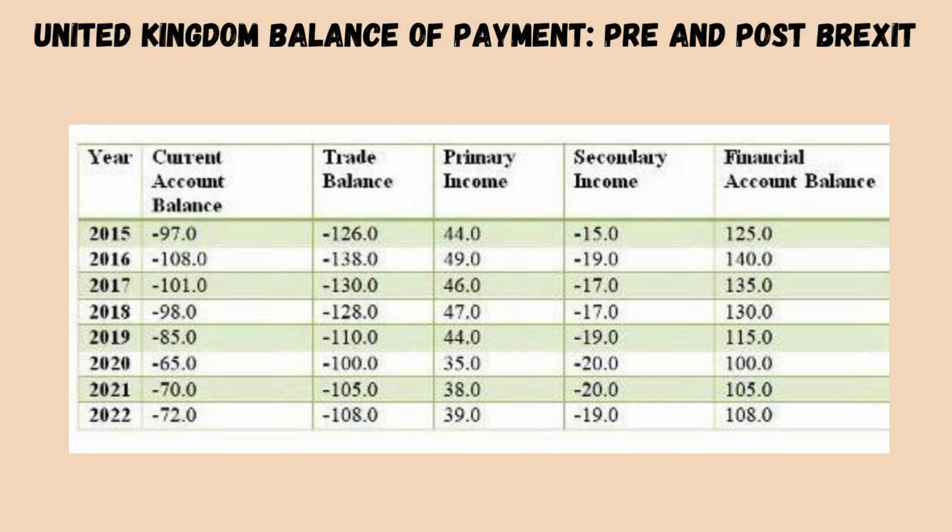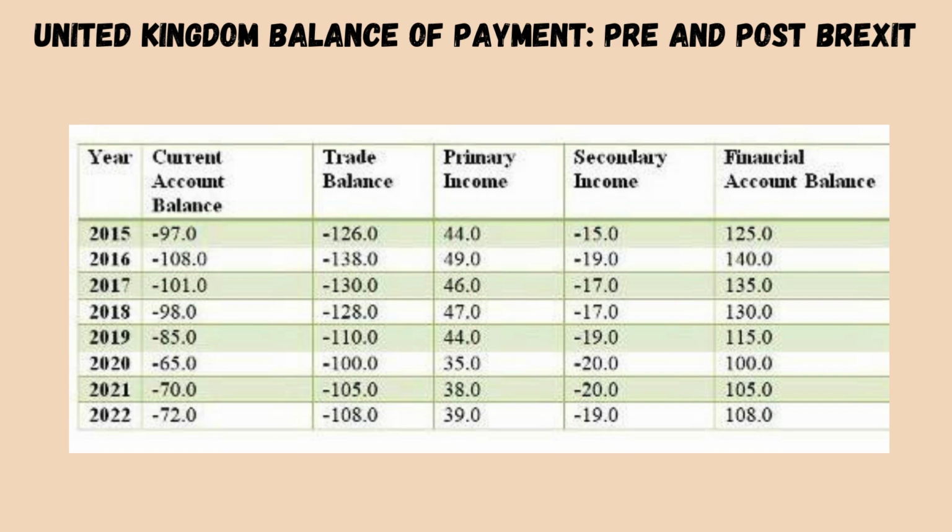The lowest current account deficit was in 2021 at negative 70 billion. This improved position can be attributed to a lower trade deficit in goods, which was negative 105 billion compared to the previous year, potentially due to disruption in global trade during the COVID-19 pandemic.